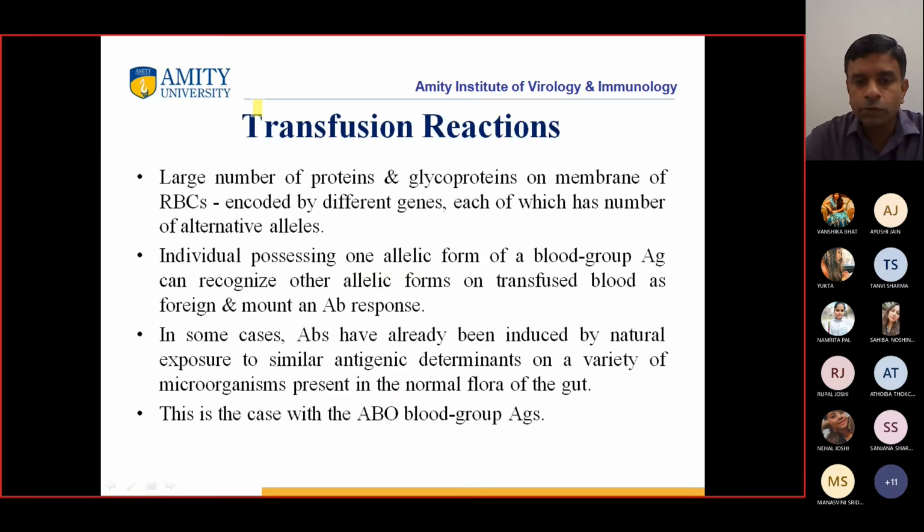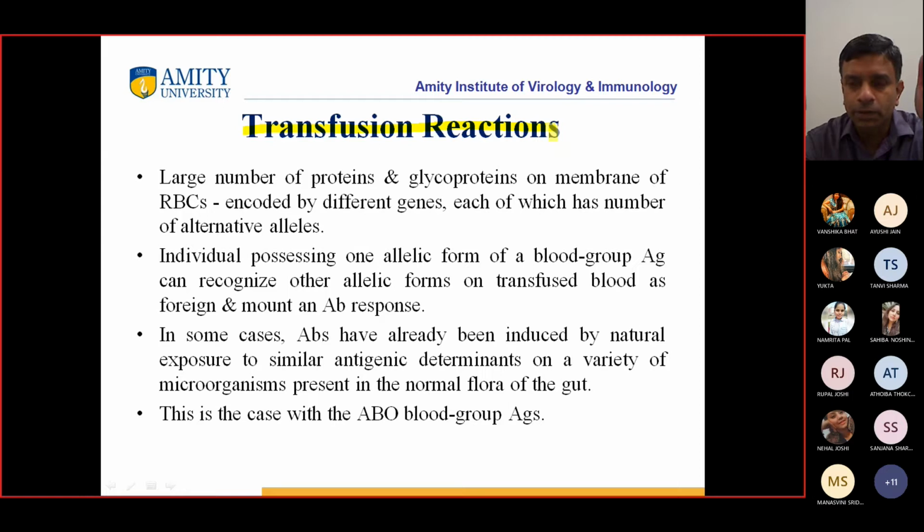So let's see now the different kinds of diseases associated with type 2 hypersensitivity reaction. One of the major ones is transfusion reaction. It's not basically a disease, but you can understand: if a person has blood group B and you are transfusing blood group A, then obviously there will be a reaction, right?